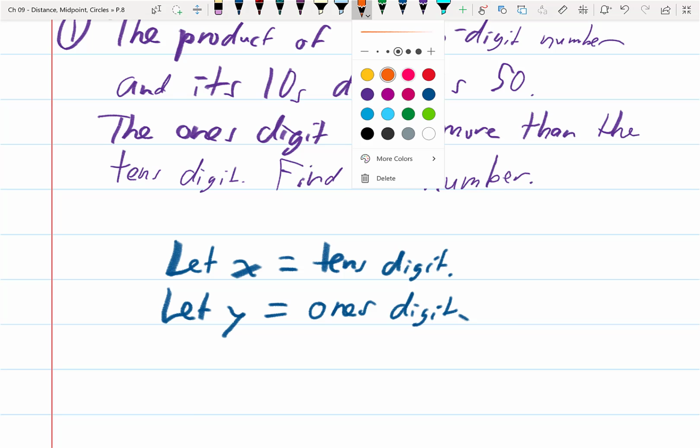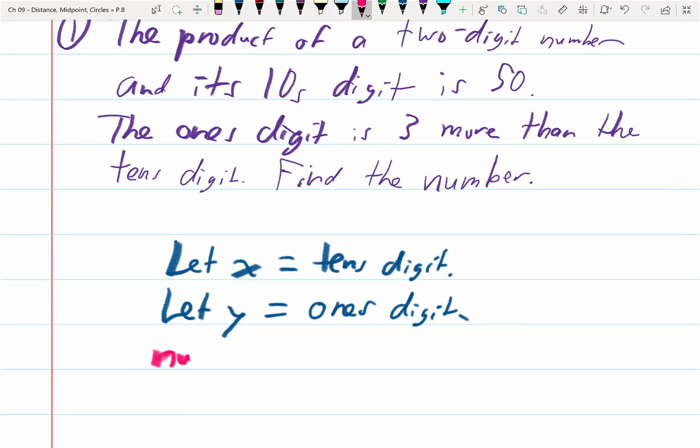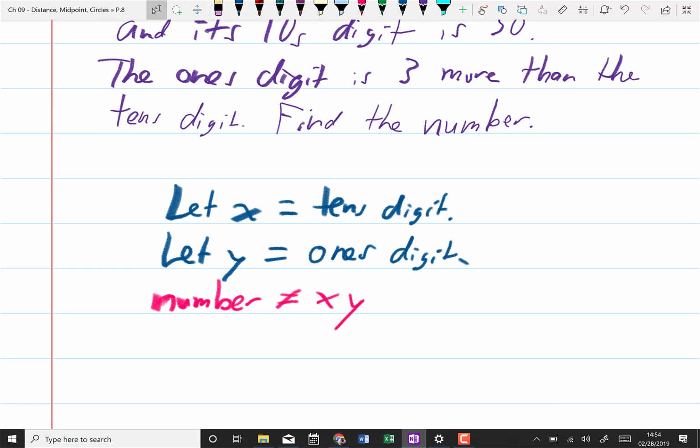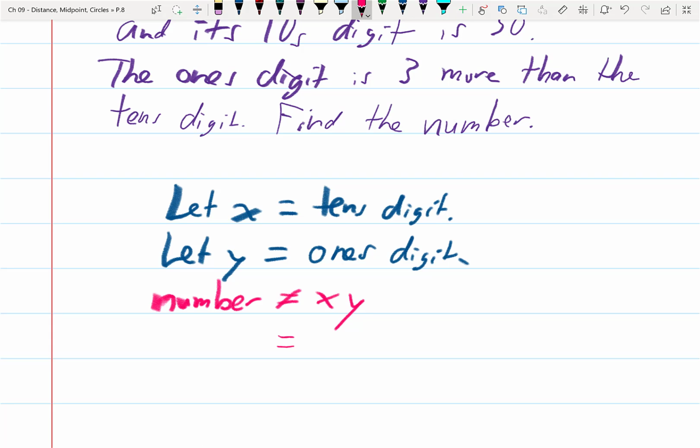Now, the number itself is not xy. You don't multiply the tens digit times the ones digit to get to the number itself. I then would have people tell me that the number is the same thing as x plus y, but if that were true, then you would just be adding up all the digits of the number to tell me what the number is, and that doesn't make sense.